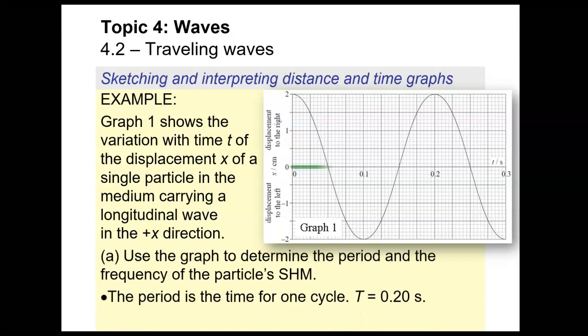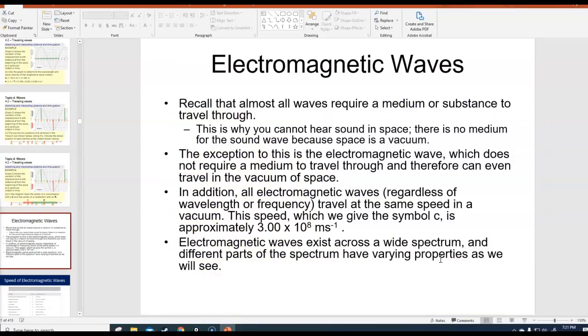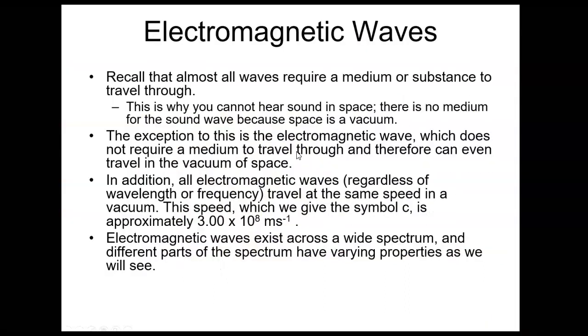Okay, so I'm going to skip past some of these examples and let's talk about electromagnetic waves. So electromagnetic waves, this is the last little bit in 4.2. In the last video we talked about the difference between mechanical waves, which are waves which require a medium to travel through, and electromagnetic waves which do not. We'll talk more about what an electromagnetic wave actually is later, but electromagnetic waves are the only type of wave that exists that does not require a medium to travel through.